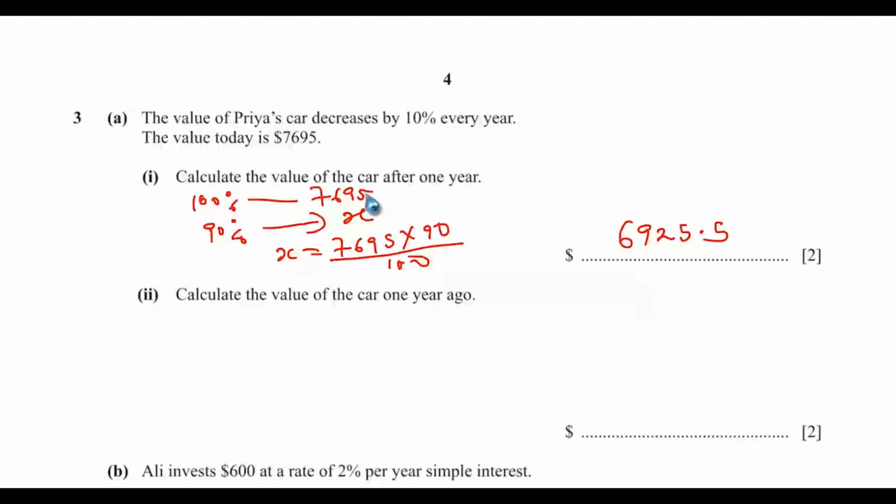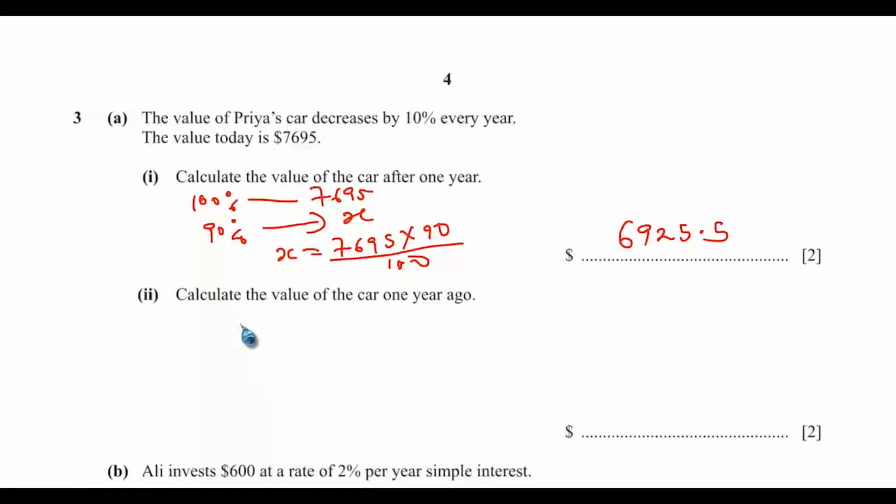Alternatively, you could firstly find the depreciation by doing 10 out of 100 multiplied by 7,695. That will give you the depreciation, and it's going to be 769.5. That is the amount of the depreciation. Then you subtract it from 7,695 to get the current value. So it will be 6,925.5. So you can still use the same method and get the same answer.